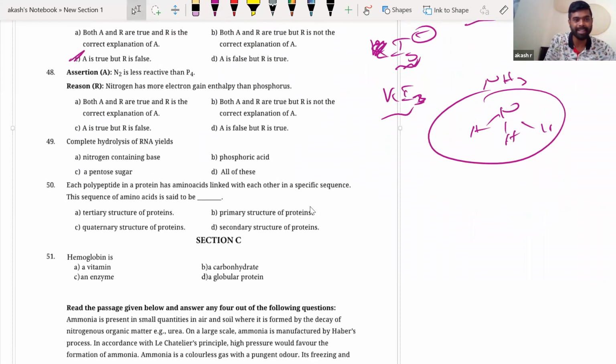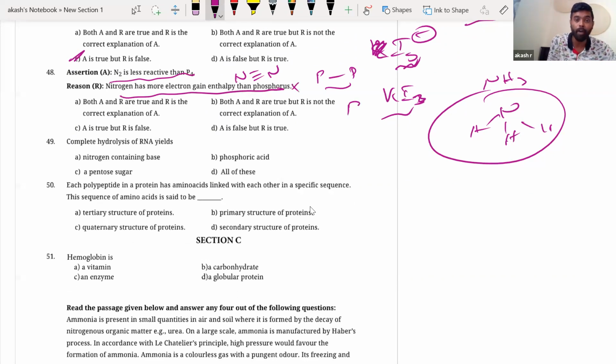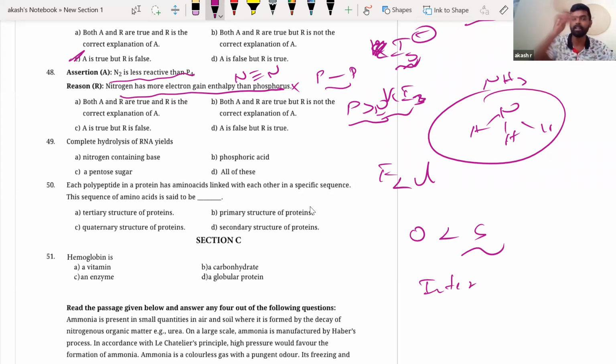Next, N2 is less reactive than P4. Yes, definitely, because I know it is N triple bond N and it is P single bond P, wherever it is, if you see P4. Nitrogen has more electron gain enthalpy than phosphorus. This is a wrong statement. Phosphorus has more electron gain enthalpy than nitrogen. We have already seen this. Fluorine, chlorine: chlorine has more. Oxygen, sulfur: sulfur has more. Why? Again, all of this is because of inter-electronic repulsions, right? When the electron is added, because of small size, you will have repulsions. Anyways, so this is not even correct. N2 is less reactive than P4 is correct. So option C is the correct answer. A is true, but R is false.